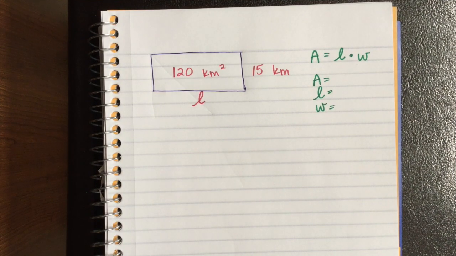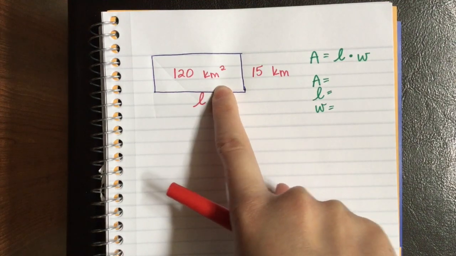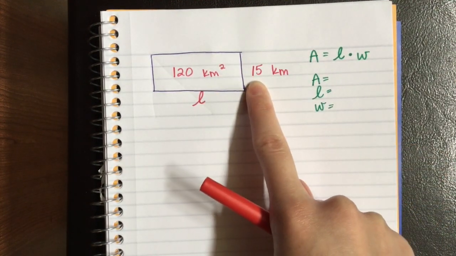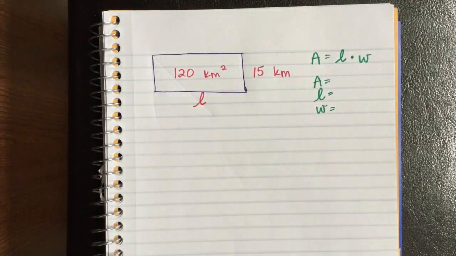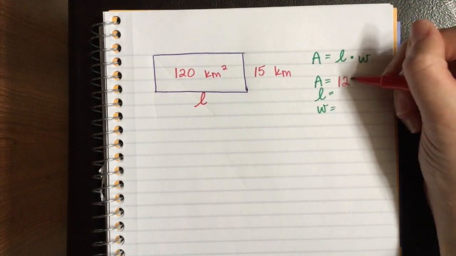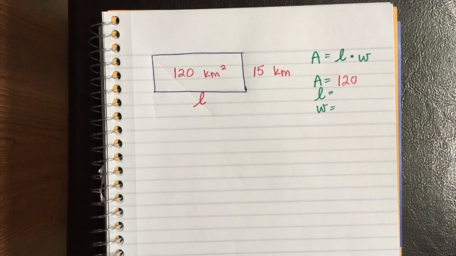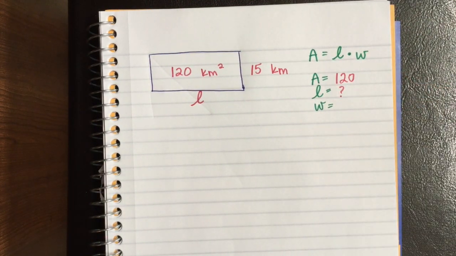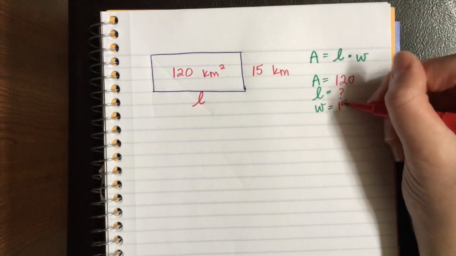Here's another rectangle example. We are given our area, which is 128 kilometers squared. Our width is 15 kilometers and we need to find L. So here's our formula: length times width is our area. Let's plug this in. So A is 120, length we do not know, and our width is 15.